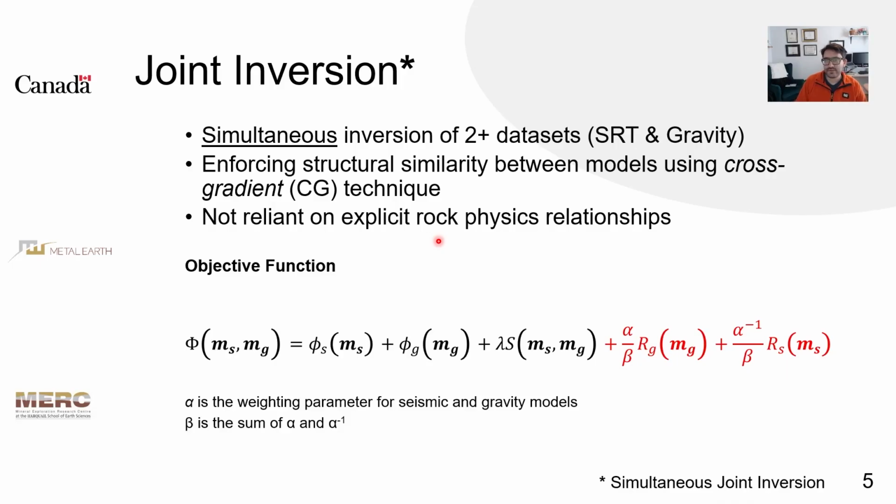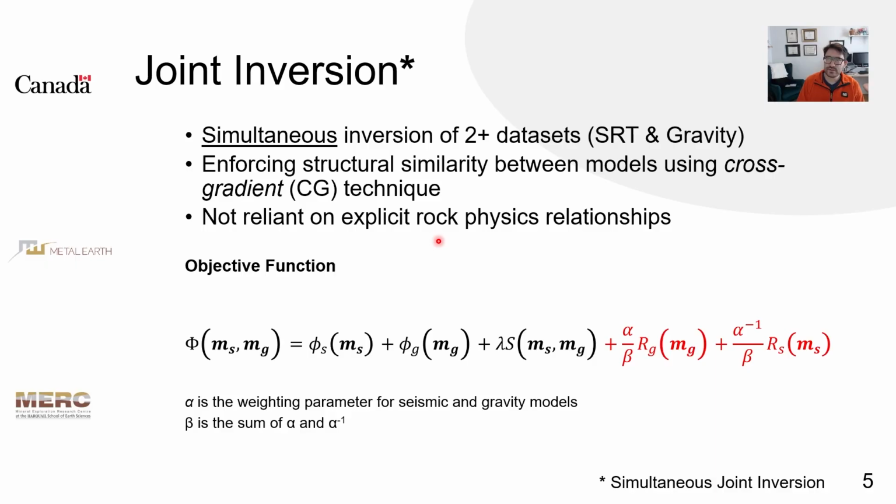So I'll give a little bit of an intro on what joint inversion is. In this talk, we're going to be referring to simultaneous joint inversion. That's where two distinct data sets are inverted at the same time and are fused in some way so that they have a common result.